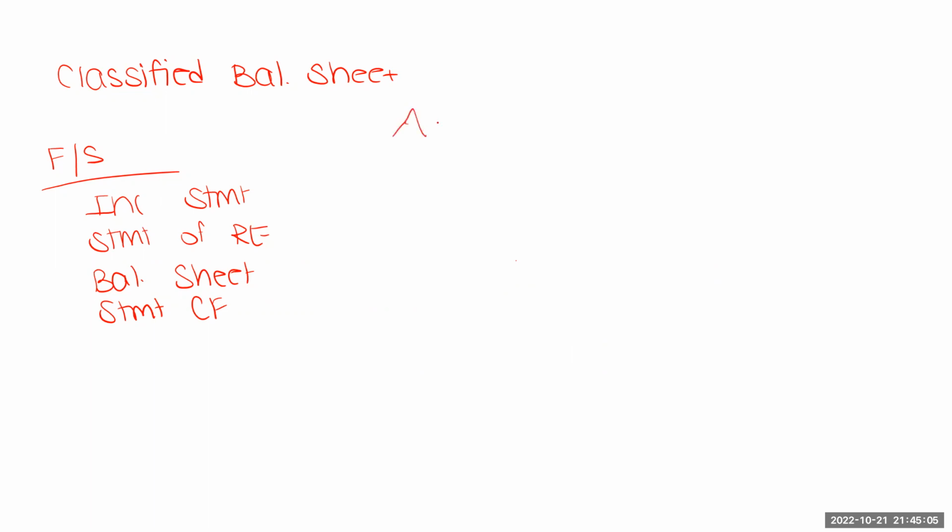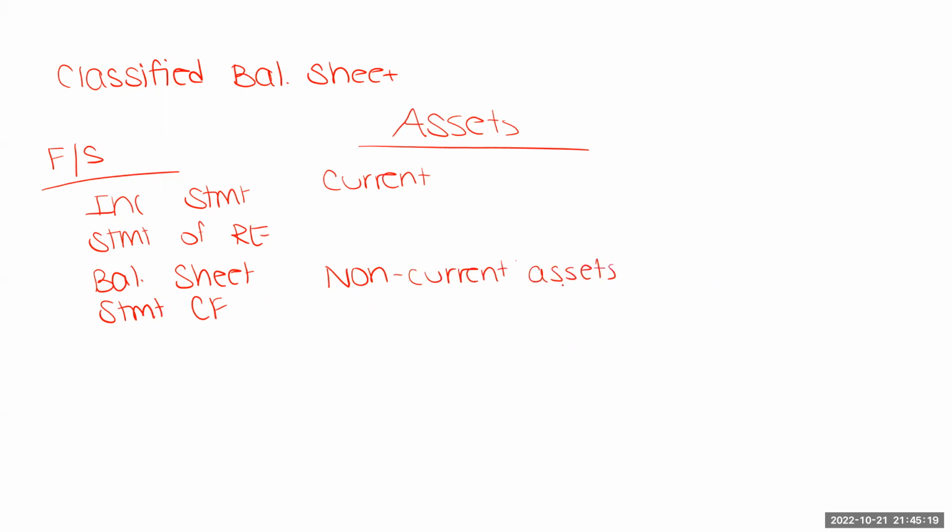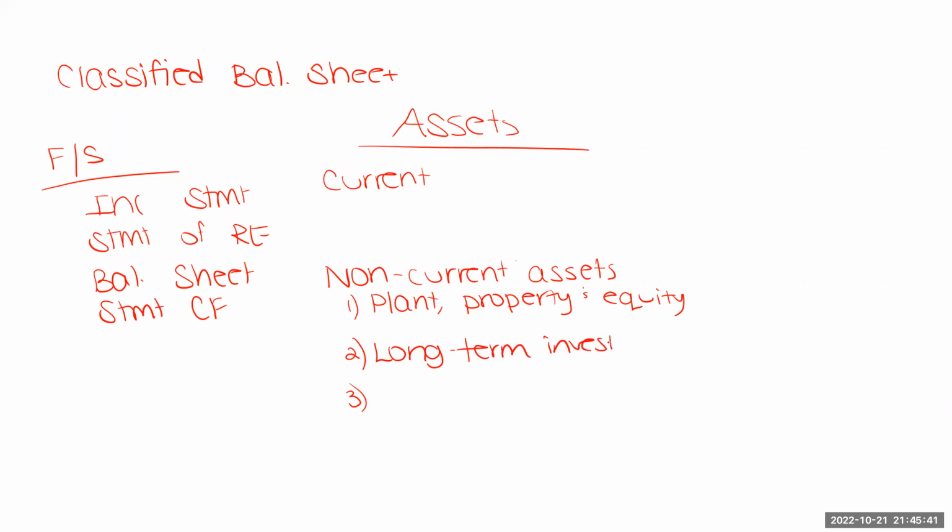So those categories are, we still have our assets. We now divide our assets into current assets and non-current assets or long-term assets. We further subdivide the non-current asset section into 3 additional categories. The first one is plant, property, and equipment. The second is long-term investments. These are financial investments in other companies like stocks or bonds. Long-term investments. And then lastly, intangible assets.